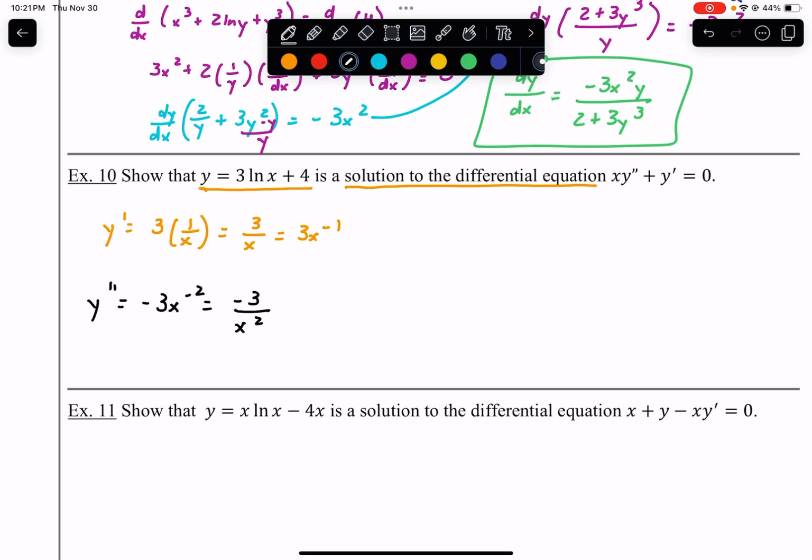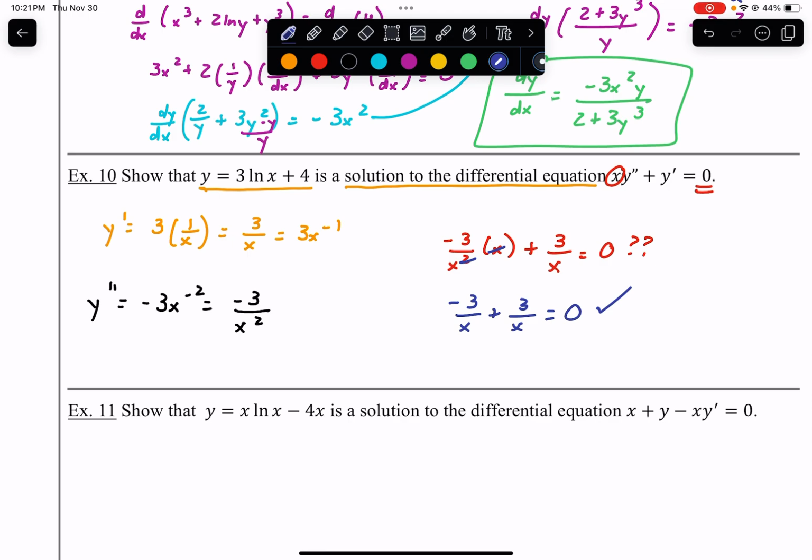So if I plug these back in, do I end up with 0? Now there's also an x there, so don't forget. So you've got y double prime, right? But you're supposed to be multiplying that times x, plus 3 over x. Does that equal 0 is the question. Is that a true statement? That's what we're trying to prove. So these do reduce. So you get negative 3 over x plus 3 over x. Does that equal 0? Yes.